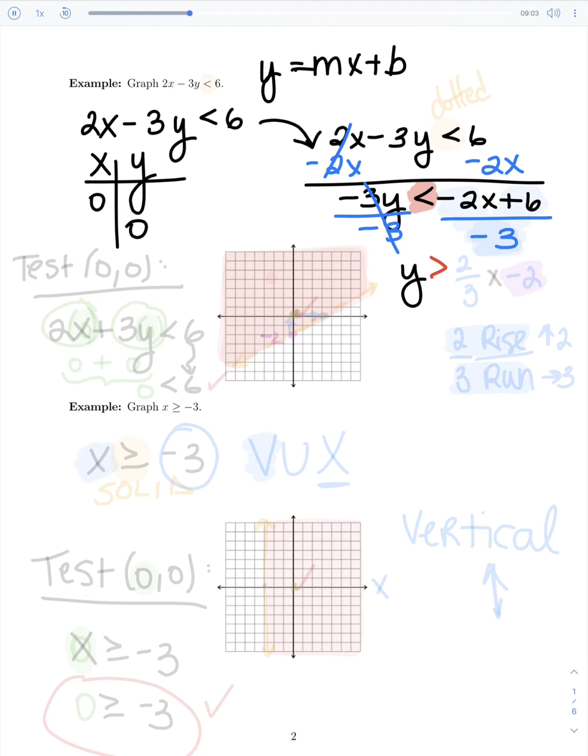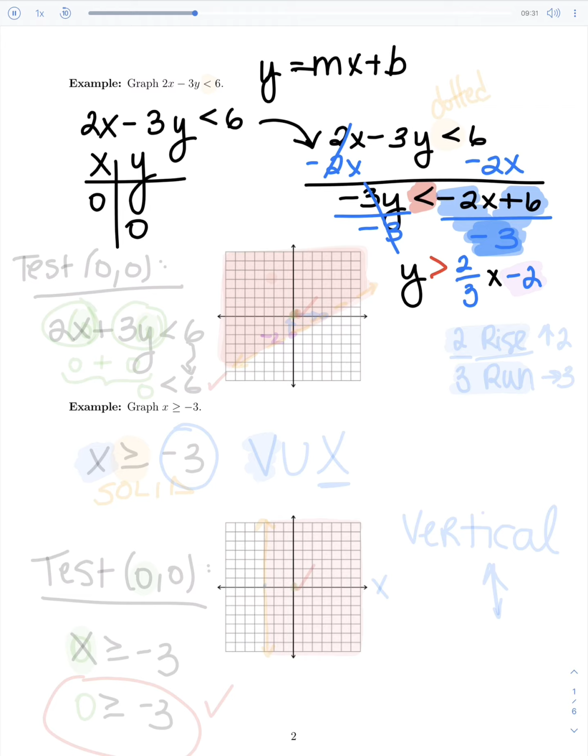What also do I have is I have a negative 2 divided by a negative 3, which will give me a positive 2/3 in front of my x. And then what else do I have? A positive 6 divided by a negative 3 is a negative 2. Okay, now it's in slope-intercept form.